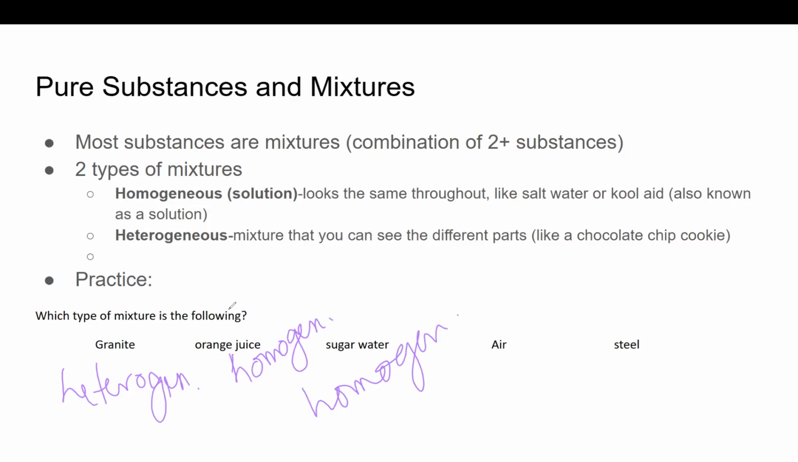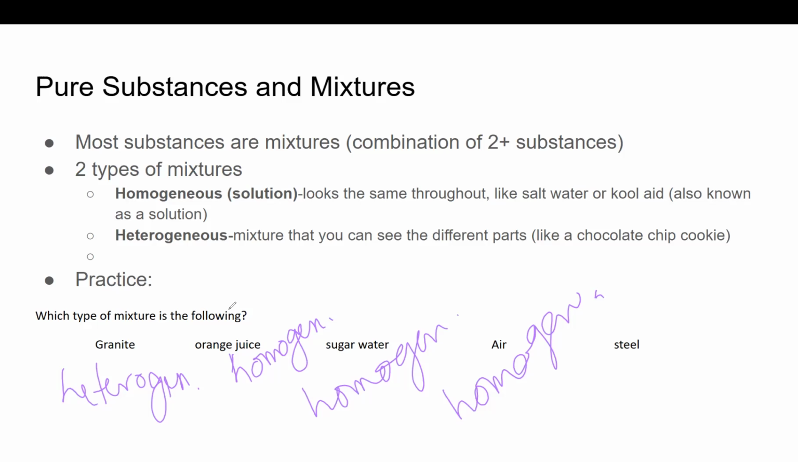Air. The air around us, we can't see. It all looks the same. We can't see how much nitrogen or argon or oxygen is in it. So this air is also a homogeneous mixture.